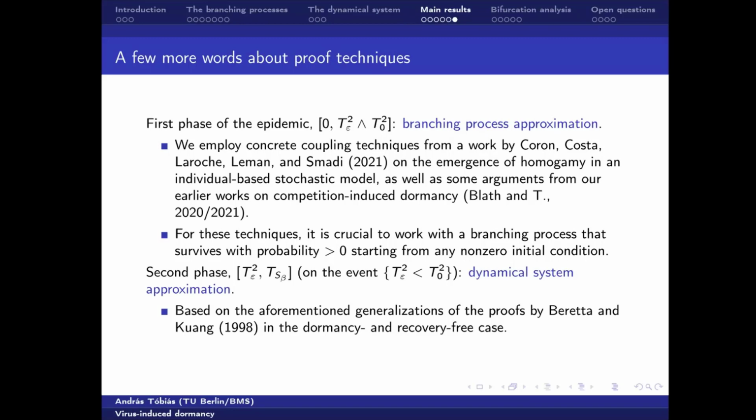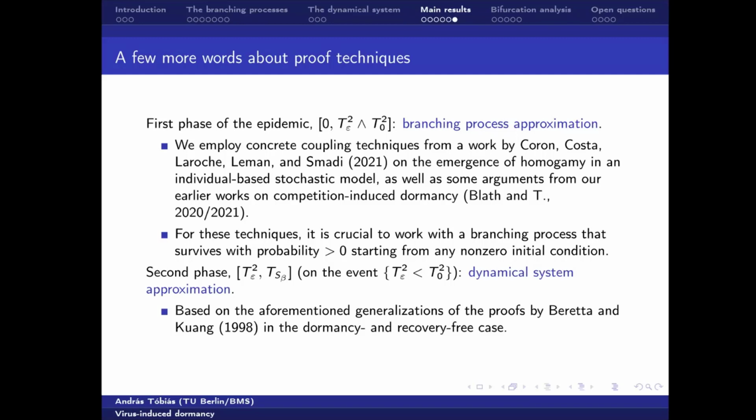And actually the biological context of their paper is not that important for us, but rather the proof techniques. And also we use this for our previous papers with Jochen, and we also adapt our adaptations from there. And for these techniques, it's actually crucial to work with a branching process such that from any non-zero initial condition, it survives with some positive probability. So we can't have this three-dimensional branching process, but we have to actually use this two-dimensional one in this case.